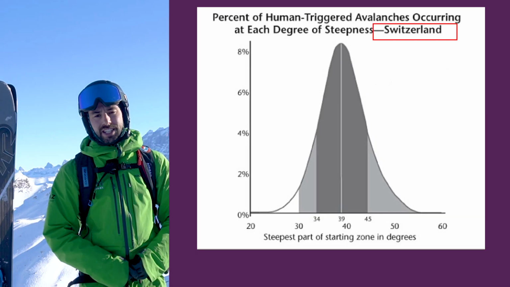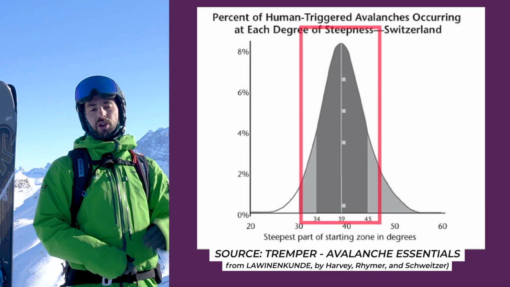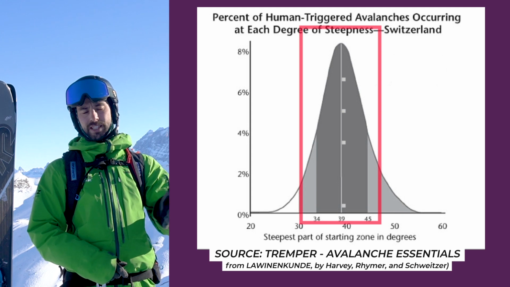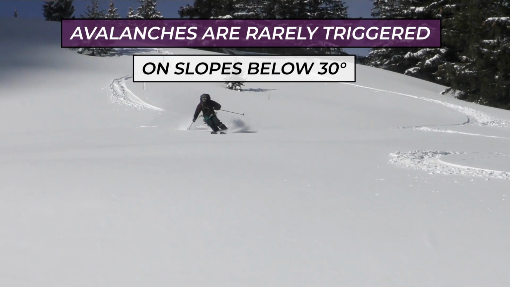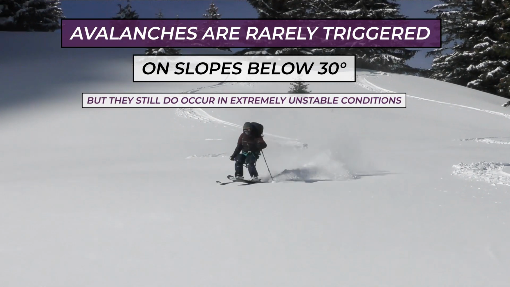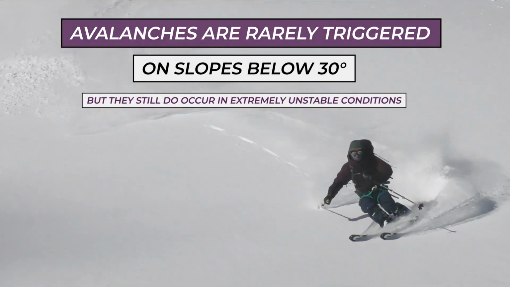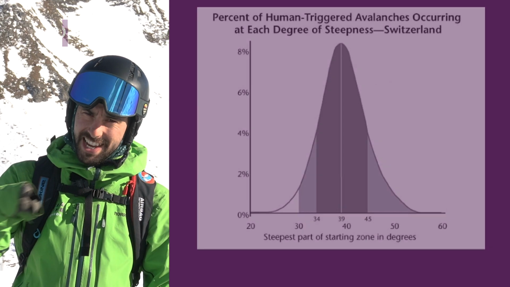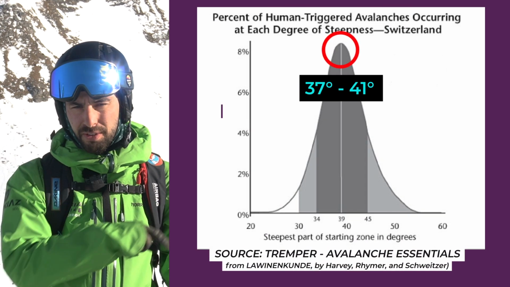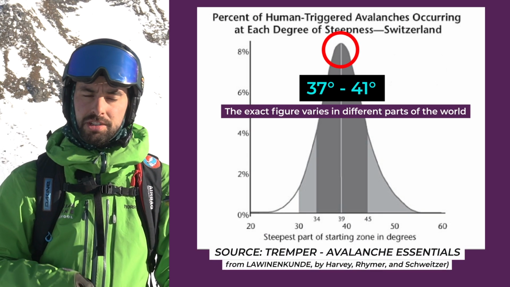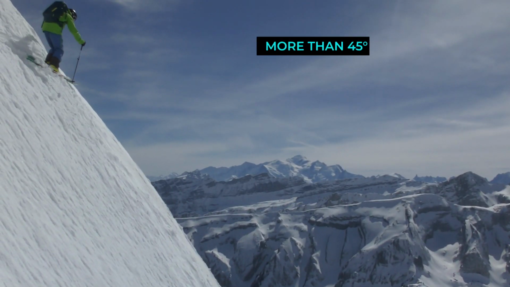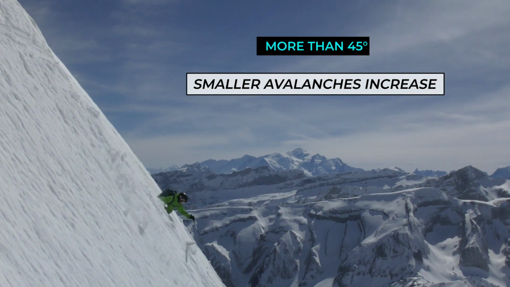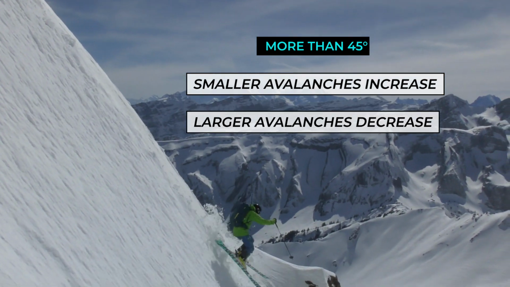The vast majority of human-triggered avalanches occur on slopes between 30 and 45 degrees. Less than 30 degrees and the slope isn't steep enough for gravity to overcome friction, and avalanches are very rare. Bear in mind that 38 degrees is the tip of the bell curve, the bullseye most dangerous gradient for human-triggered avalanches. On slopes of more than 45 degrees, small avalanches are so frequent that larger, more dangerous ones are uncommon.